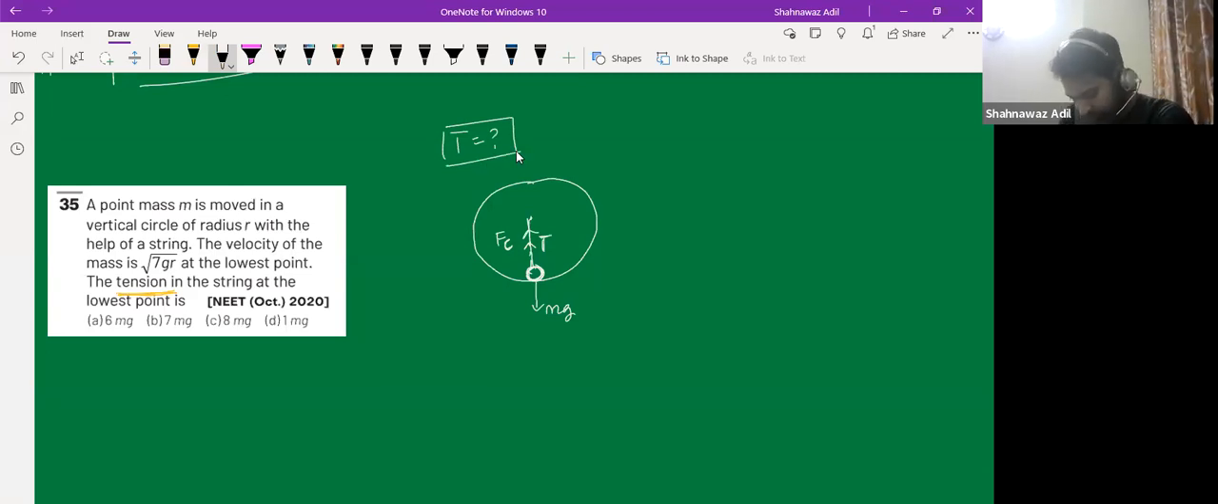Now we have to apply the free body diagram. So what would be the free body diagram, guys? Tell me, what would be the free body diagram that we have done extensively? Just a question. What would be the free body diagram?